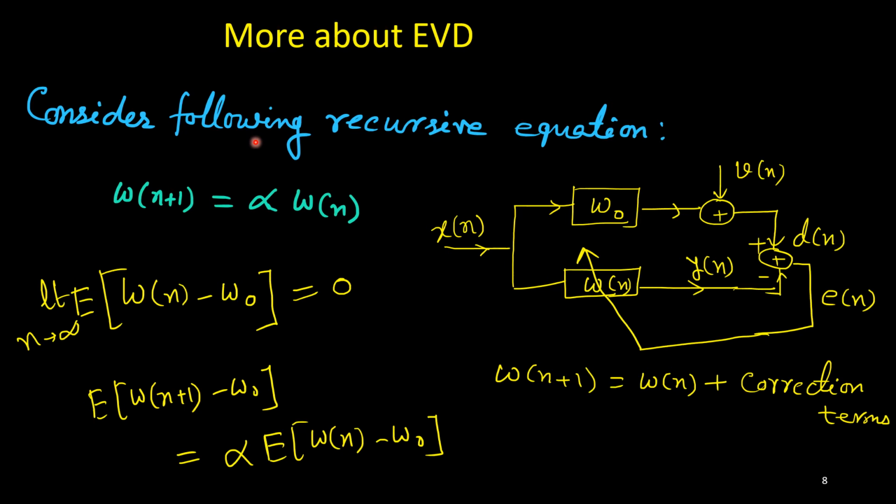I hope it is clear. Please don't be confused with standard adaptive algorithms right now. We are not considering the adaptive algorithms. We are considering only one variable W, having one recursive rule, Wn plus 1 equals alpha times Wn, and we wish to show that when n is approaching infinity, this Wn is going to 0.